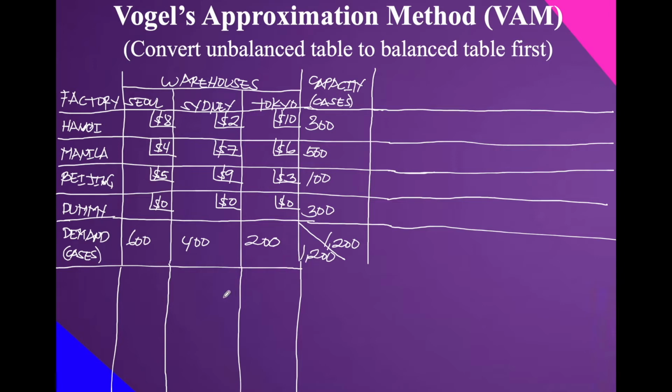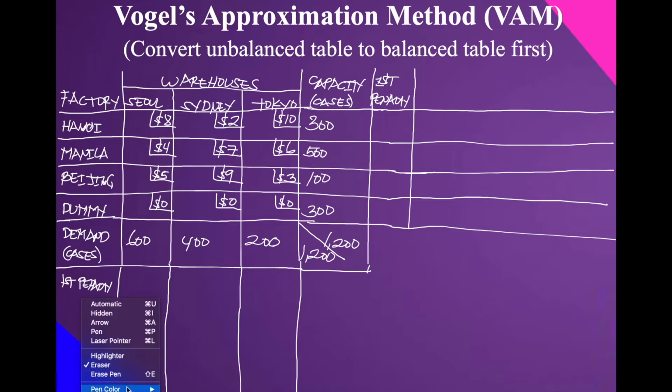Okay. So for the first part, we should compute for the first penalty points. First penalty for our rows and for our columns. First penalty for column. We'll delete this one. Wait a moment. It's hard to write in PowerPoint. It's like elementary, learning to write.